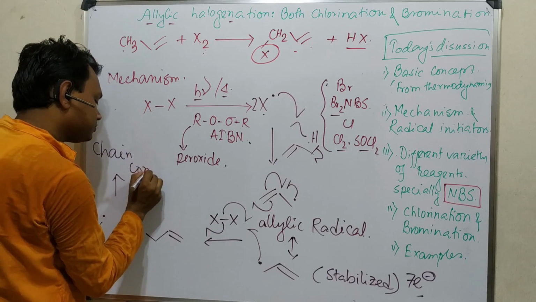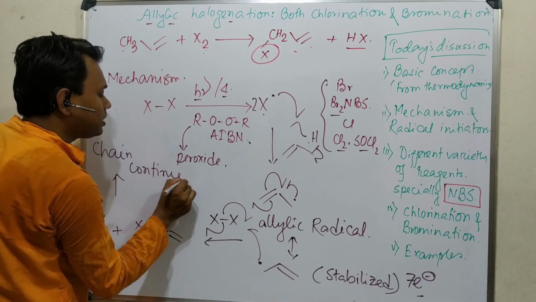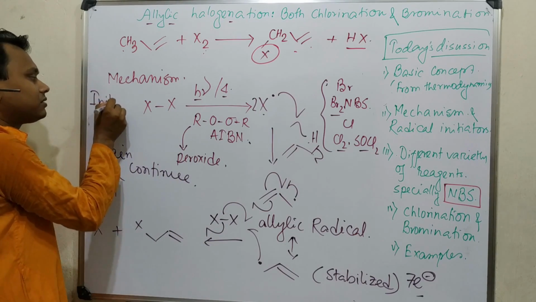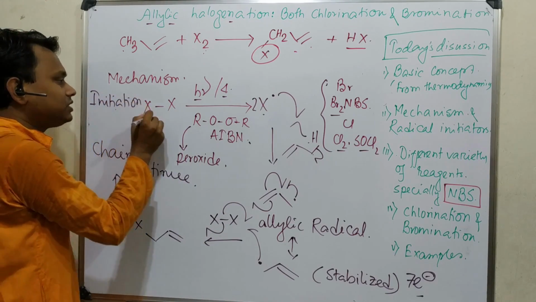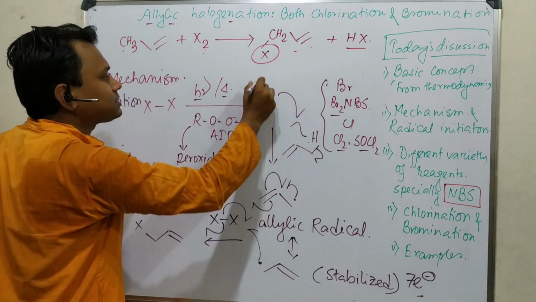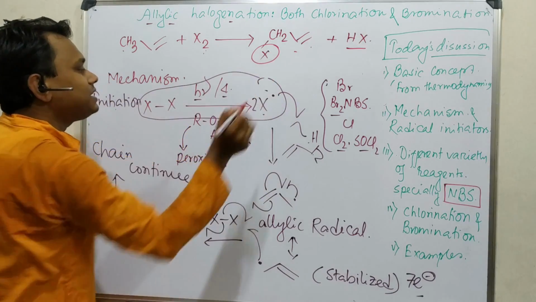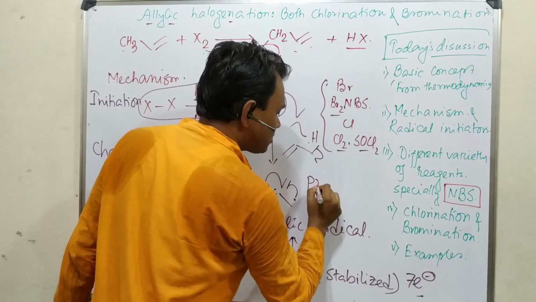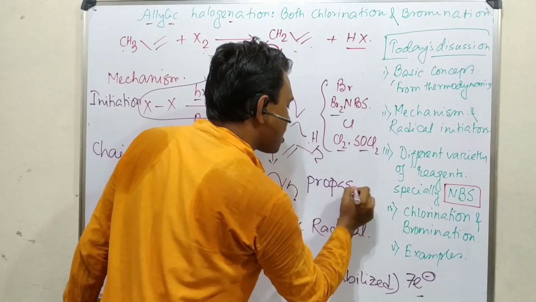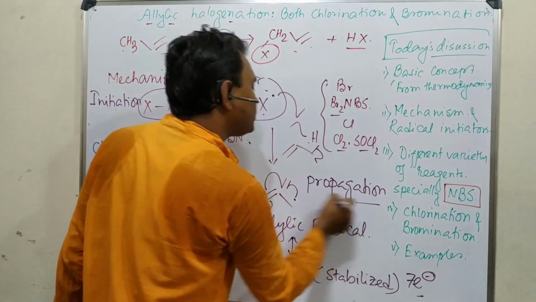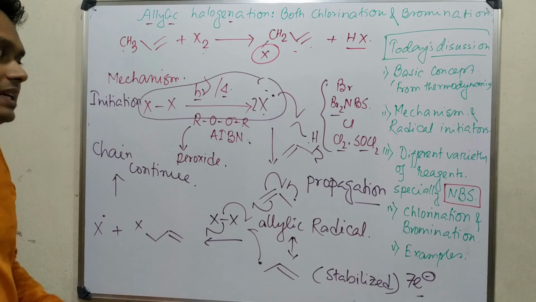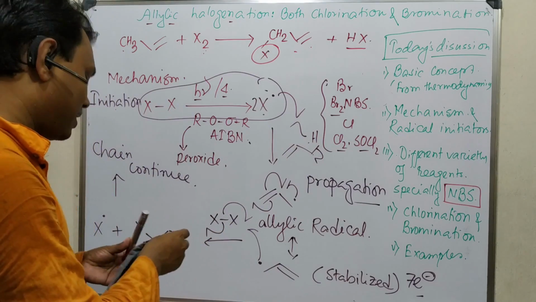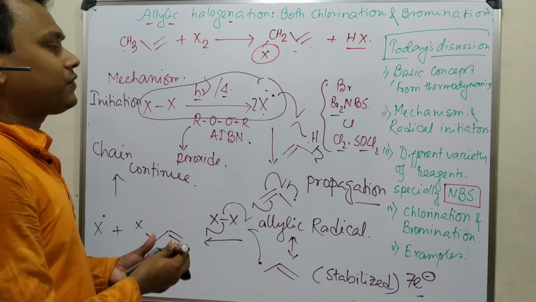The chain continues. The first step is the radical initiation, this is the initiation, and this part is the propagation. In this way the reaction continues. So this is the radical initiation mechanism. Now, the most important part: we will discuss the different varieties of reagents.